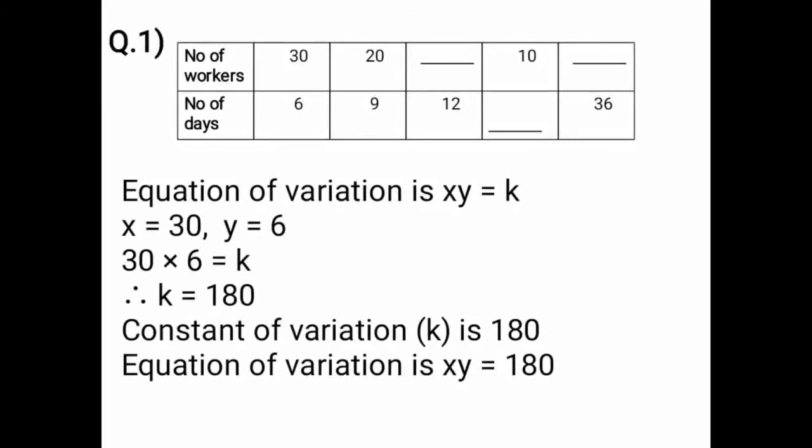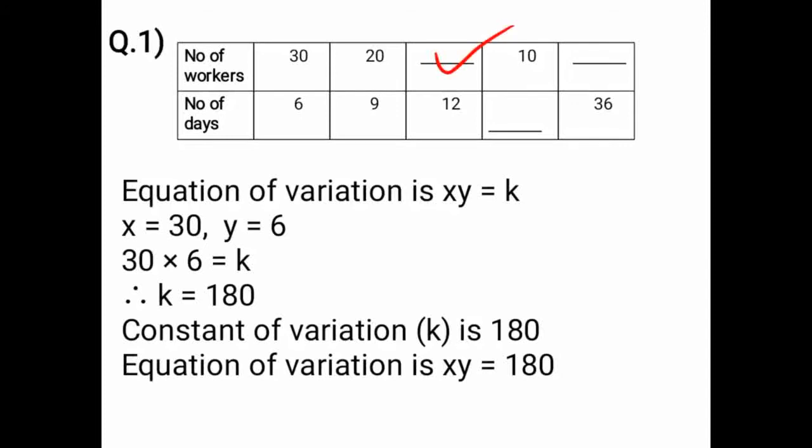In inverse variation, when you multiply the number of workers and the number of days in the first column, you get the constant of variation k, 180. In the second column, the number of workers is given as 20, the number of days is given as 9. Again you have to find the constant of variation k in the second column. When you multiply the number of workers and the number of days, again you get the same answer, 180, because 20 nines are 180. When you solve other sums in other columns, you have to substitute the constant of variation k is equal to 180.